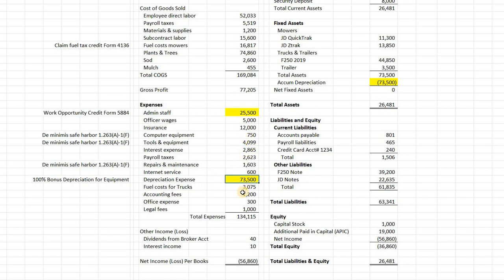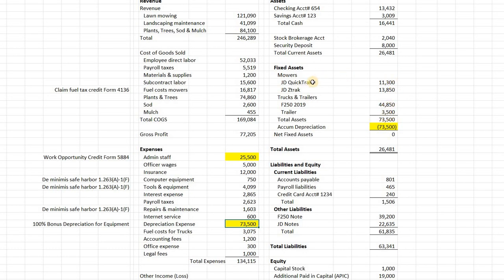The depreciation expense, notice on the balance sheet here, the total costs of the mowers and truck and trailers all added up to $73,500. And because they got a 100% bonus depreciation to write it all off, we see here the accumulated depreciation is the same amount. Now, for book purposes, they've decided to match the federal depreciation schedule for tax purposes, which is fine. They can do that for book purposes.